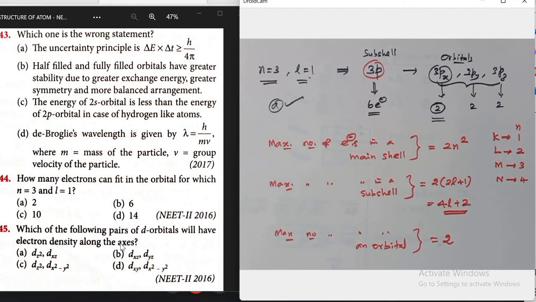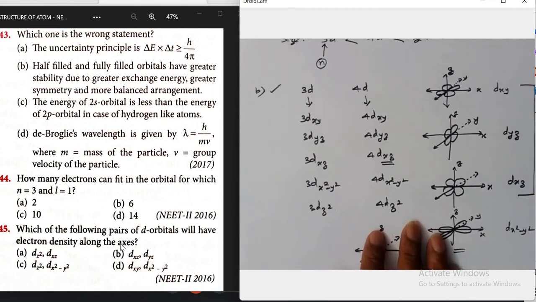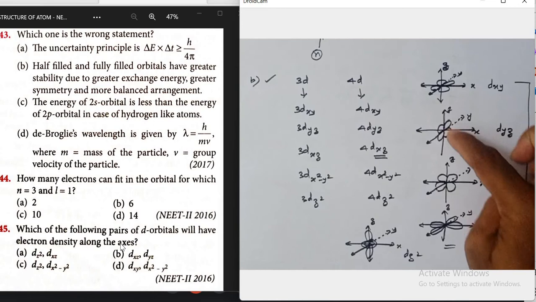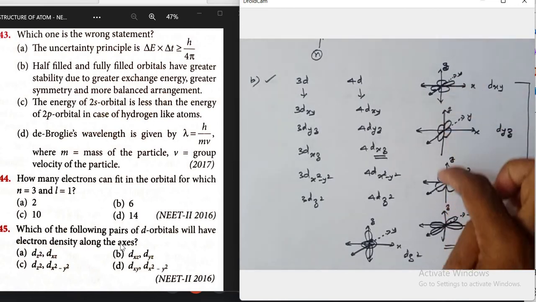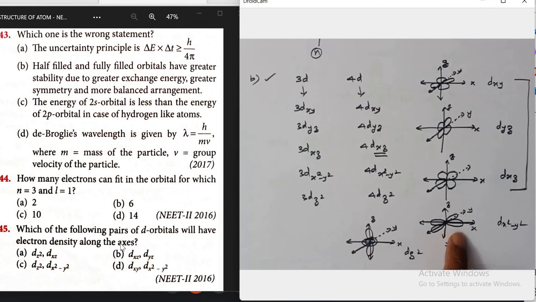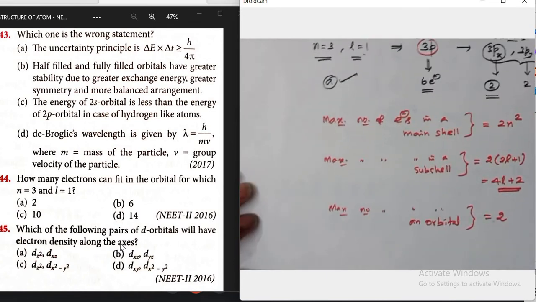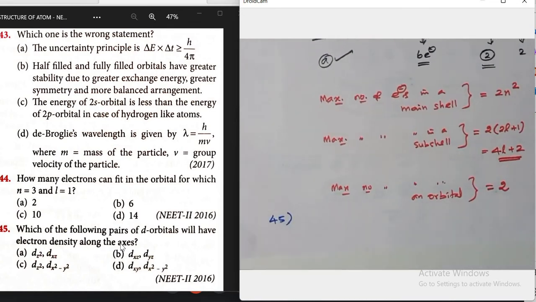We have discussed this already. Just for your reference, I'll keep this one. These 3 orbitals have lobes in between the axis, correct? Whereas only these 2 orbitals have lobes along the axis. So dx square minus y square and dz square orbitals have lobes along the axis. For question number 45, tell me what's the correct answer. Which pair of orbitals has electron density along the axis?